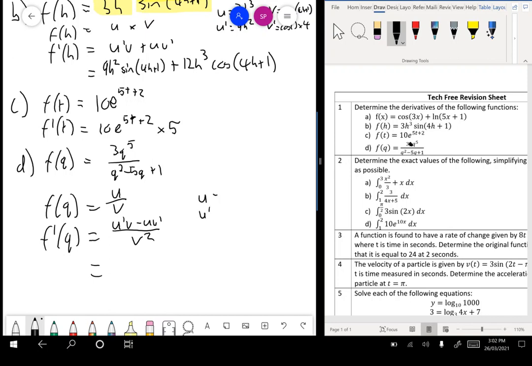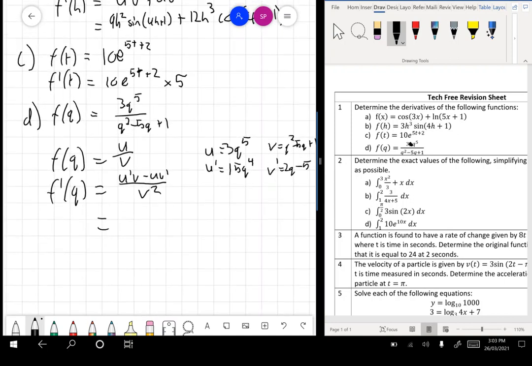So u is equal to 3q^5. u dash will be 15q^4. v is equal, why is v always so long compared to u? Anyway, q squared minus 5q plus 1. If we then differentiate that, q squared becomes 2q, minus 5q becomes minus 5, and 1 becomes 0. So we're left with 2q minus 5. Okay, we're just going to sub that into our rule here.